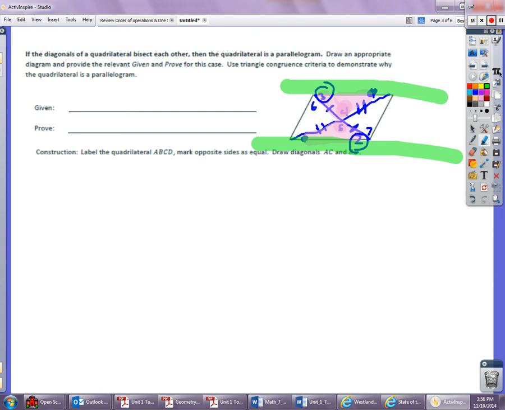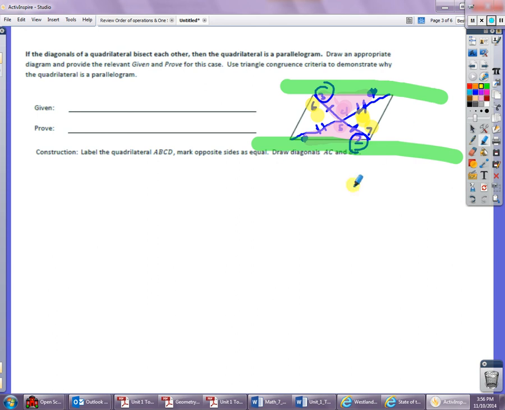Then you could essentially do the same thing for the other side. So now we're going to focus on these two yellow triangles right here. These triangles are also congruent because of side, angle, side. So once you know that these are congruent triangles, you can say that 6 and 7 are congruent.